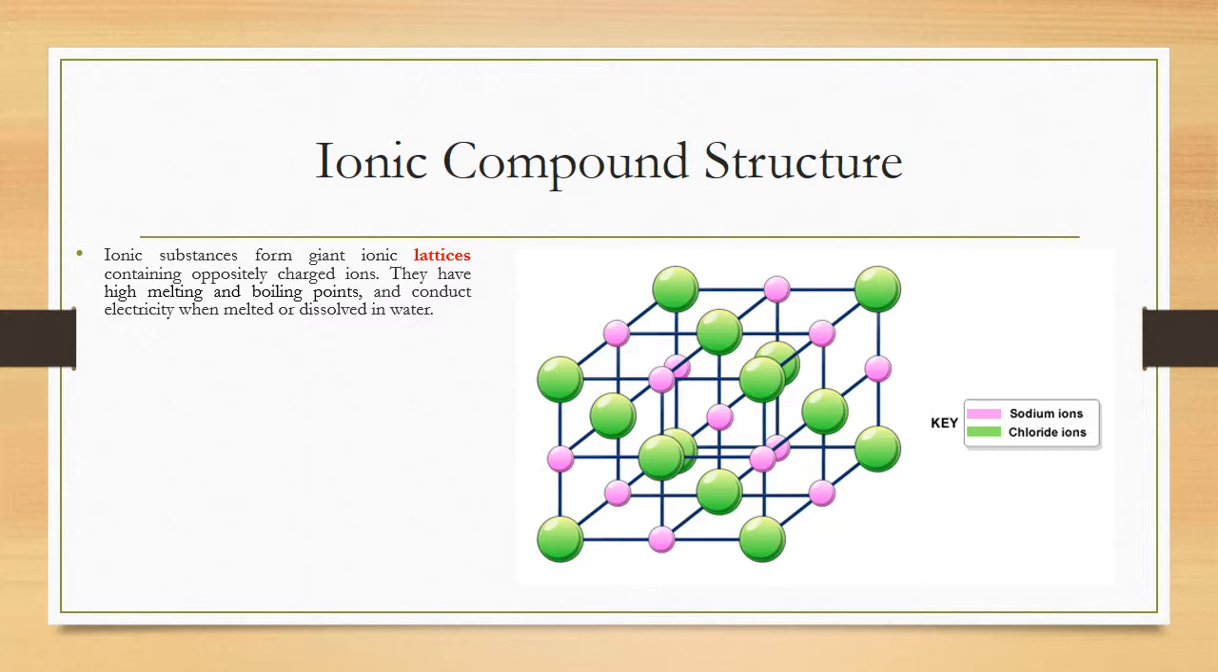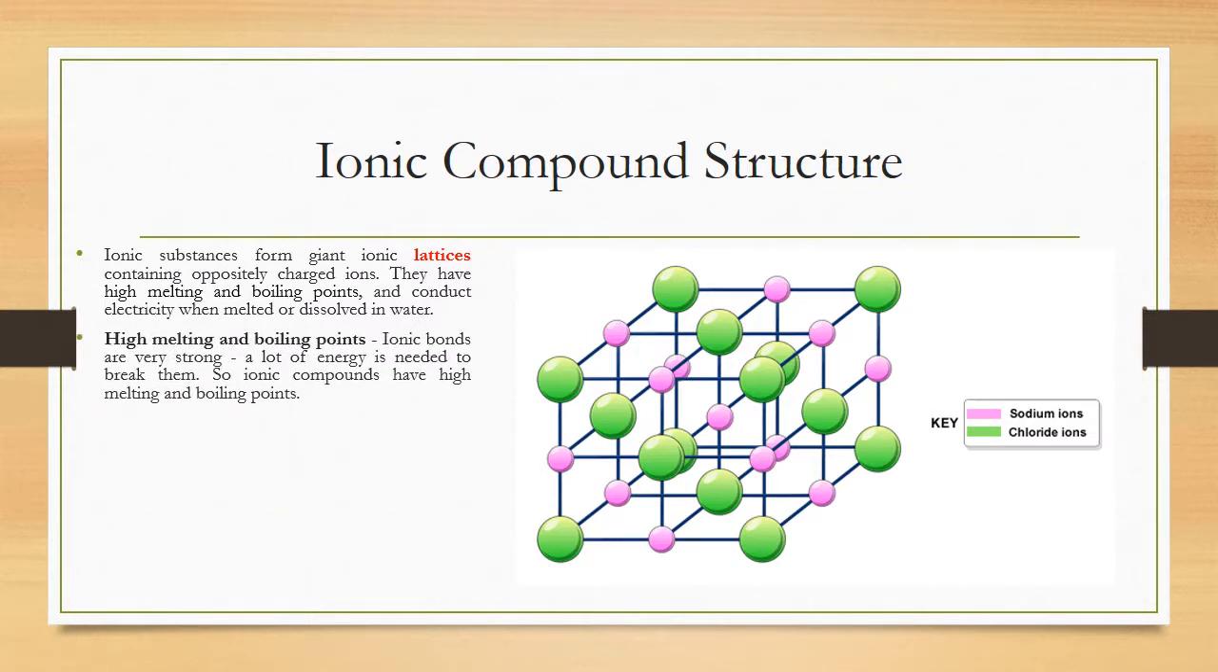Now, what is the reason for this? Well, the high melting and boiling points are because ionic bonds, the electrostatic attraction between the ions, is very strong. So it takes a lot of energy to break these ionic bonds. So ionic compounds, therefore, have the high melting and boiling points.